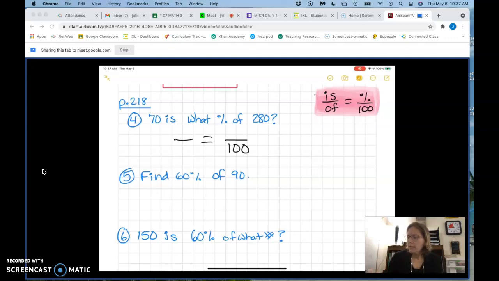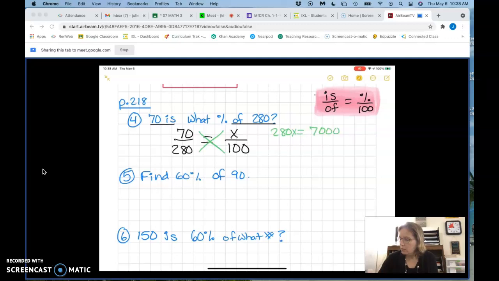So on this problem, I see 70 is. So that's my is number. What percent? We don't know the percent this time, so I'm going to use my x right there. Of 280. There's my of number. So now we're going to cross multiply. Bella already did the work. 280x equals 7,000. Okay. And then we'll divide by 280. And that is 35 or 25? No, it's 25.